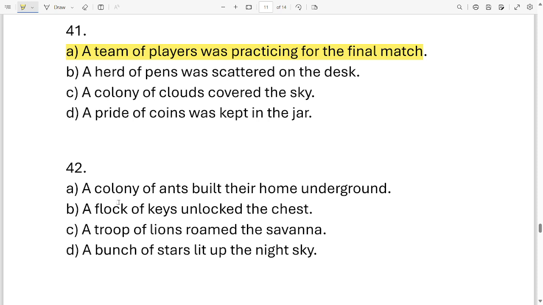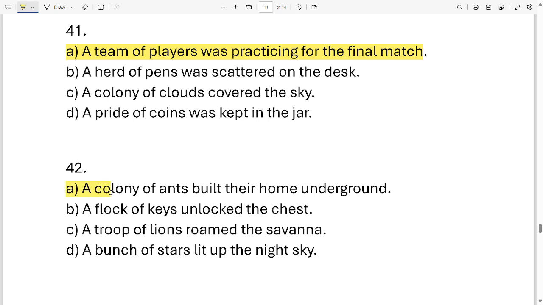Okay, next question. Question 42. A colony of ants built their home underground. A flock of geese unlocked the chest. A troop of lions roamed the savannah. A bunch of stars lit up the night sky. Identify which sentence has used the collective noun correctly.